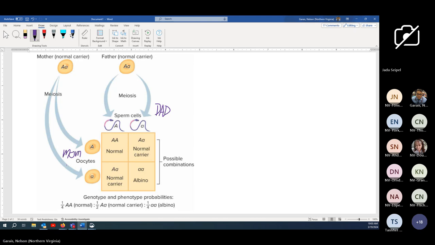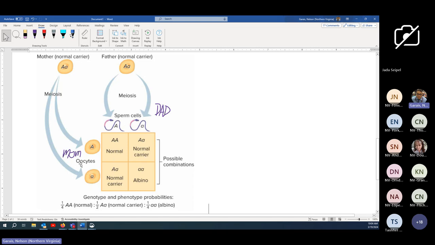Now, if you'll notice, dad has a capital A and a lowercase a. So dad is a what? He is a carrier. Now, how would I know that? Well, if I look at the kids, the capital A, lowercase a, or heterozygous is a normal carrier, okay? That means they're not gonna have any signs or symptoms, but they're carrying the disease right there in that lowercase a. So dad is a normal carrier. He doesn't have albinism, but he's carrying a recessive gene. Mom has capital A, lowercase a, so mom's just like dad. So mom is a normal carrier. So that's one question.